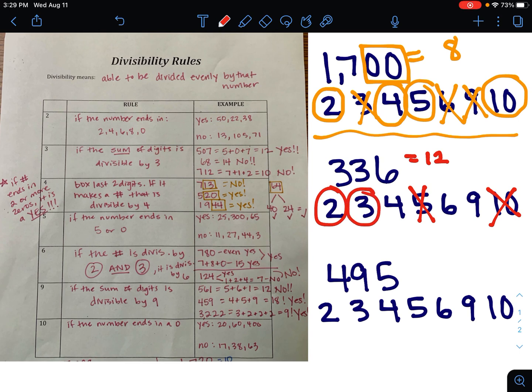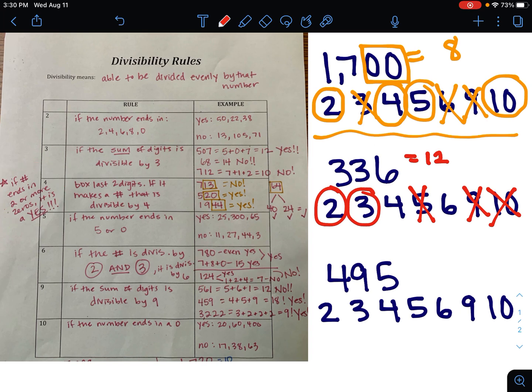3 is a yes, it goes into 12 evenly. 9 does not. Pause at any time that you need to take a break and rewind as needed, of course, as always. For the 4, it is box the last two digits. We don't have a special rule for this one because we are not ending in 2 zeros, you'll notice.